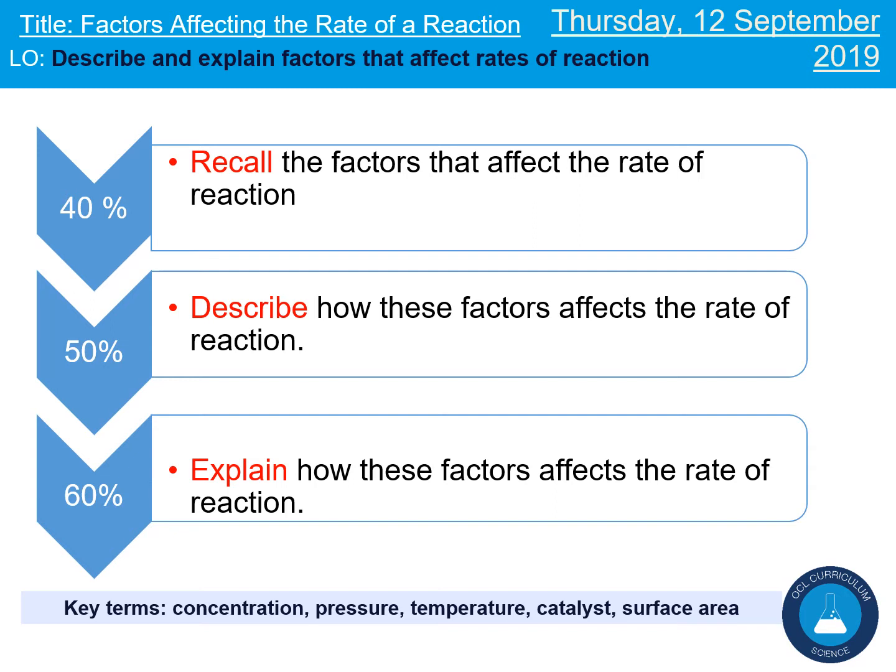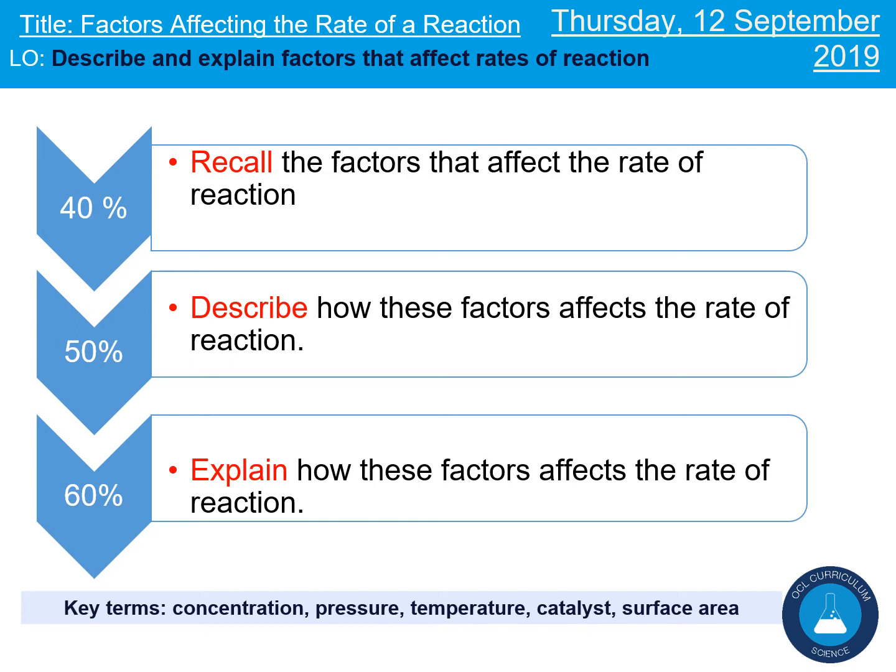You then need to be able to describe how each of these factors affects the rate, so whether or not it increases or decreases the rate of reaction. And finally, and this is the one that people find the most difficult, is explaining how each of these different five factors affect the rate of reaction.